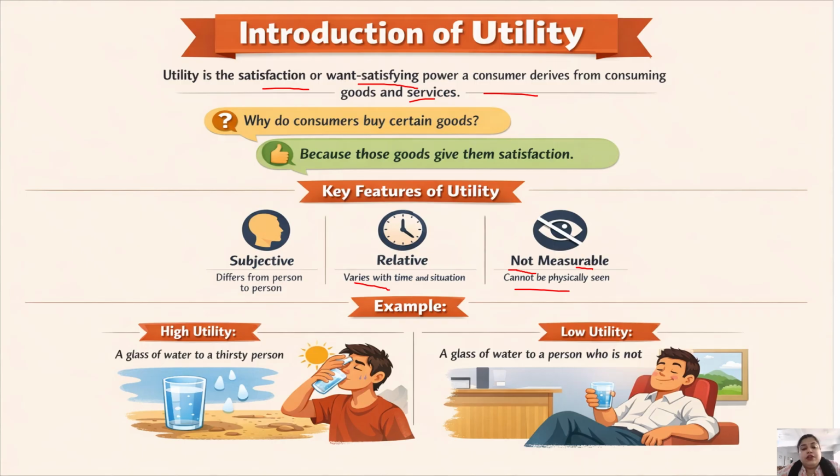Here are two examples of utility. Take a glass of water given to a thirsty person. The thirsty person needs water, so it gives him a high utility, which means it gives him high satisfaction. But a glass of water given to a person who is not thirsty gives a low utility, and it does not satisfy them. Why? Because he is not thirsty.